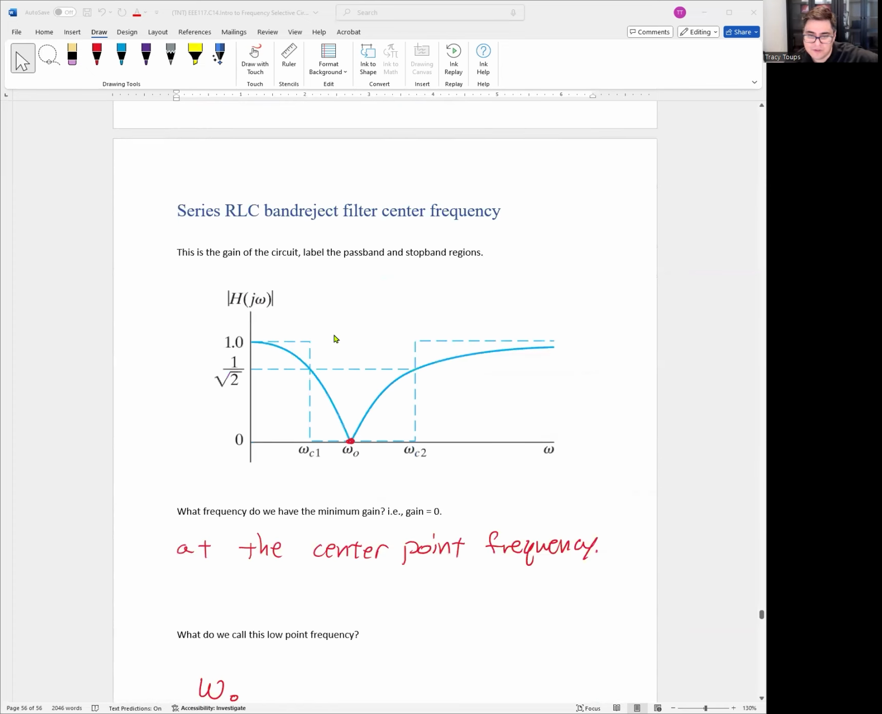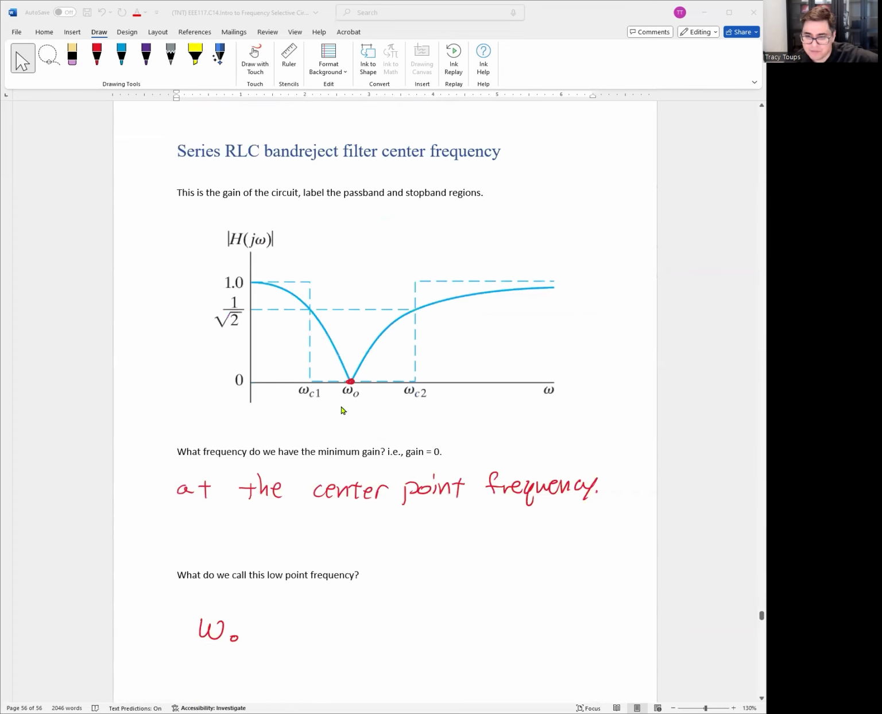You also have the center point frequency, omega 0. This is where the inductor and capacitor completely cancel out. When you short out the output, you get 0 volts. You get no gain, which makes sense because you're shorting the output. There's only one point at one frequency where this will happen. Again, it's the center point frequency called omega 0.